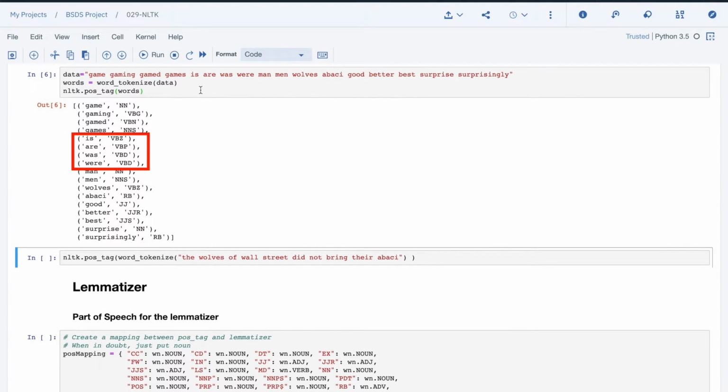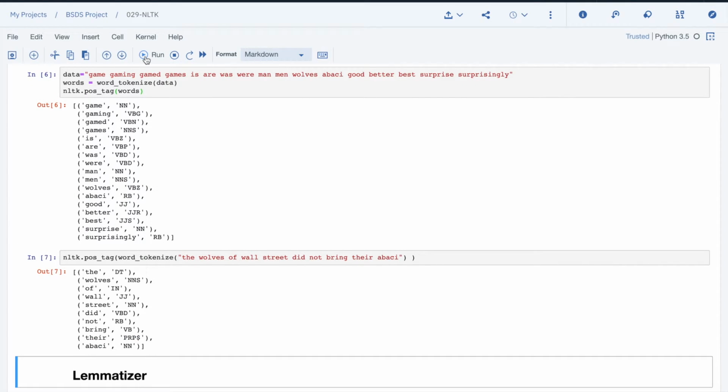If we extract the part of speech tags from the list of words we used before, we see that is, are, was, and were are classified properly as verbs. Still, we see some errors, such as wolves seen as a verb in the third person and abaci as an adverb. If we put these words in a sentence, like the one here, we can see that the NLTK part of speech tagger figures out that wolves and abaci are nouns.